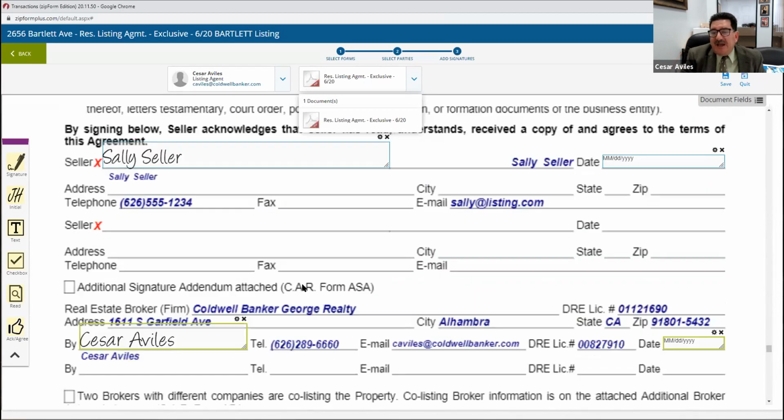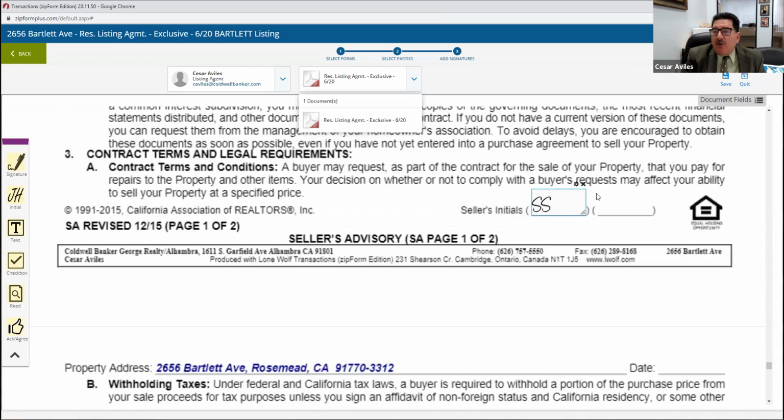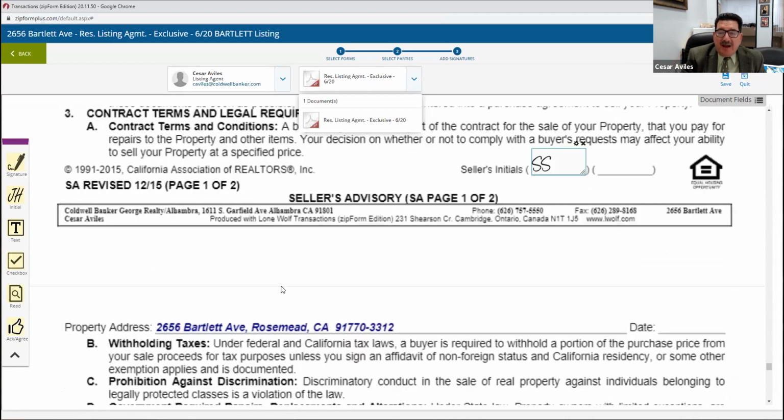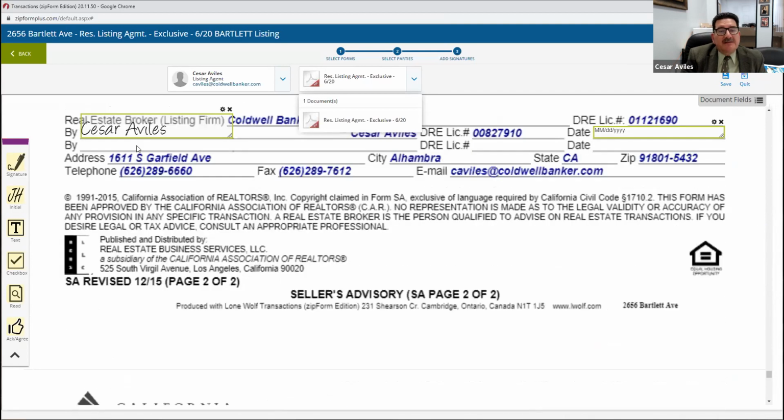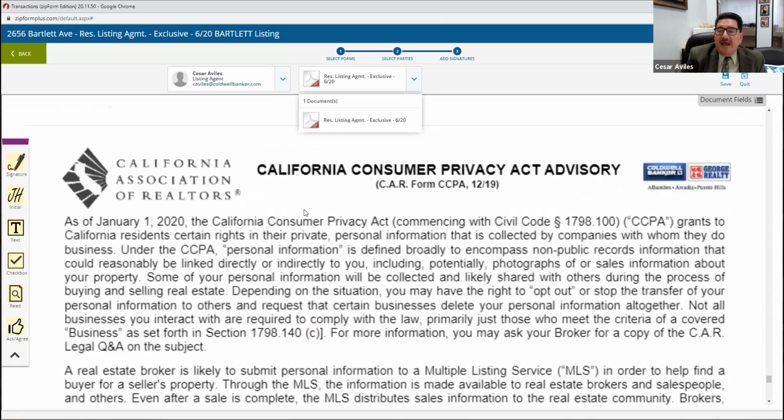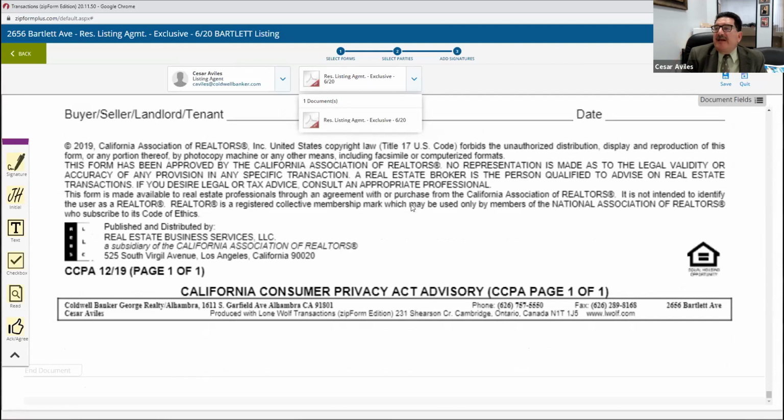So once I check that all my documents are okay, the initials are in the right place, signatures are in the right place, and all the documents are in, I'm going to put send. If I click on the send button, remember that I have the wrong email for Sally.